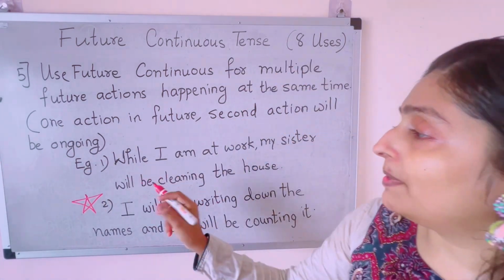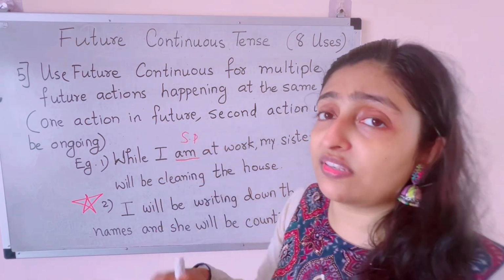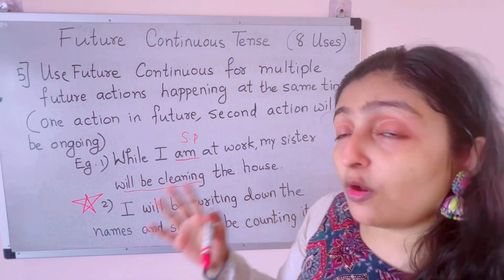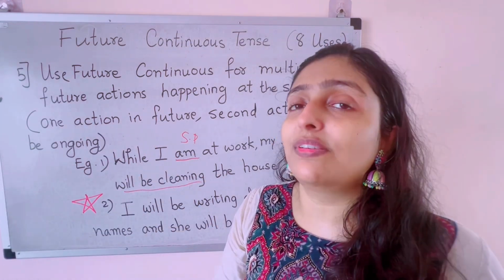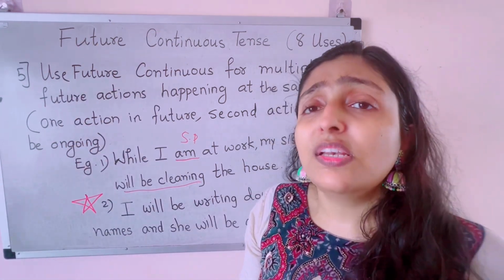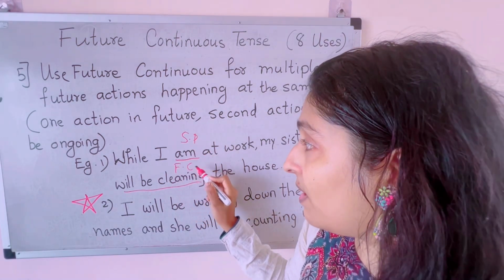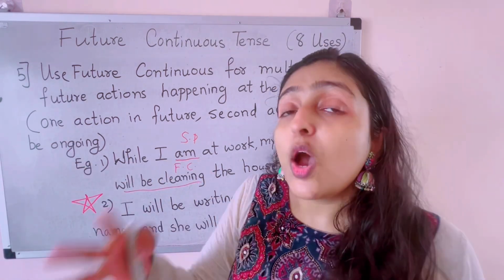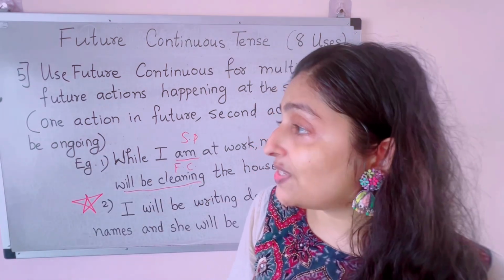Let's look at the examples. While I am at work, so this is simple present tense. I am at work. My sister will be cleaning the house. Okay, so there are two actions here. One is about me and the second action is done by my sister, but both things are happening at one and the same time. So you can use simple present tense and future continuous tense here. While I do the work, my sister will be cleaning the house. While I am doing the work, my sister will be cleaning the house is also correct.